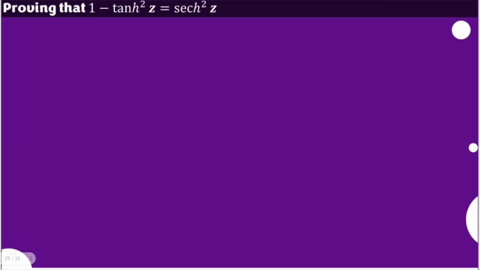For this video, let's try to show the proof for the identity, specifically the Pythagorean identity for our given hyperbolic functions. But this time, it's actually a subtraction: 1 minus the square of the hyperbolic function tangent z, which is equivalent to the square of the hyperbolic function secant z.